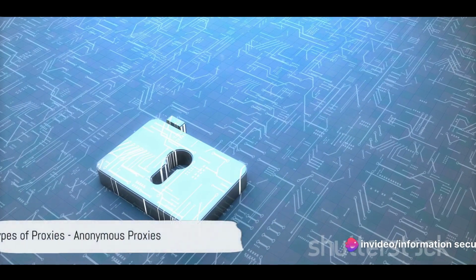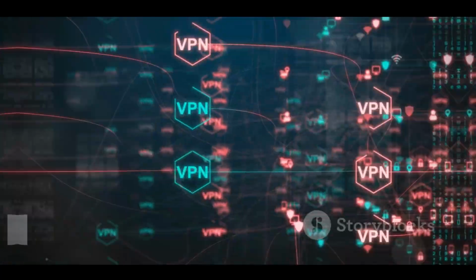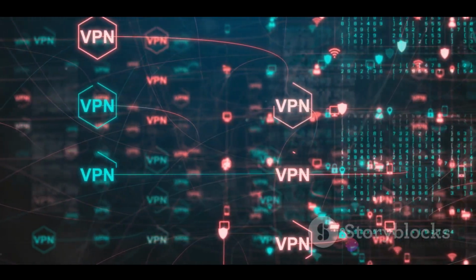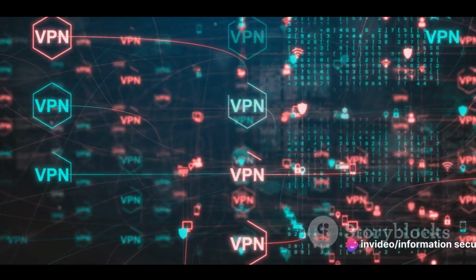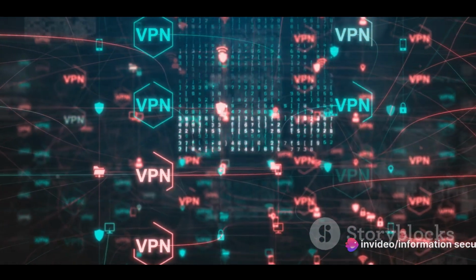Anonymous proxies are all about privacy. They hide the client's IP address, making it difficult for the destination server to determine the client's location. Highly anonymous proxies take this a step further. Not only do they hide the client's IP address, but they also make it seem like the request is coming directly from the server, providing an even higher level of anonymity.